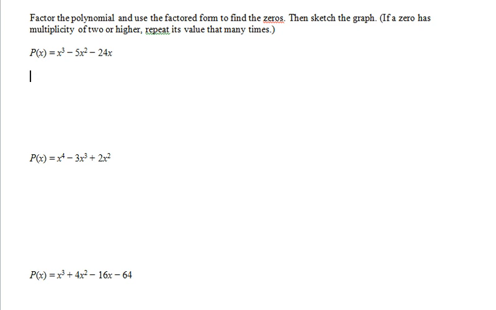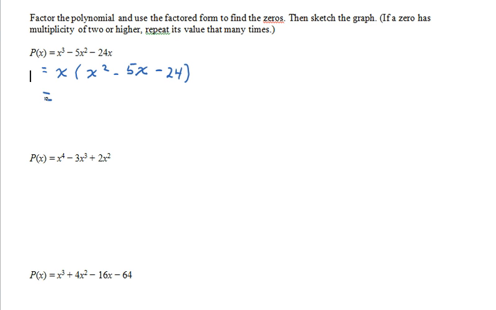Here we're going to factor polynomials and use the factored form to find the zeros, then sketch the graphs. P of x equals x cubed minus 5x squared minus 24x is our first polynomial. It factors, taking out the common factor of x, into x times x squared minus 5x minus 24.